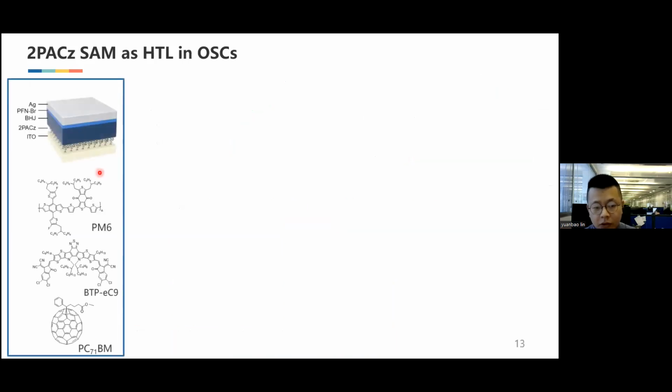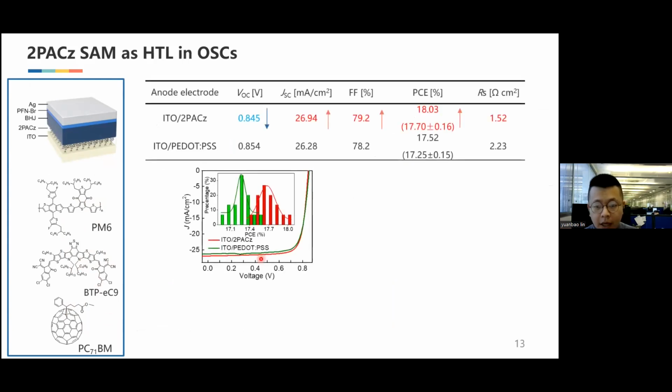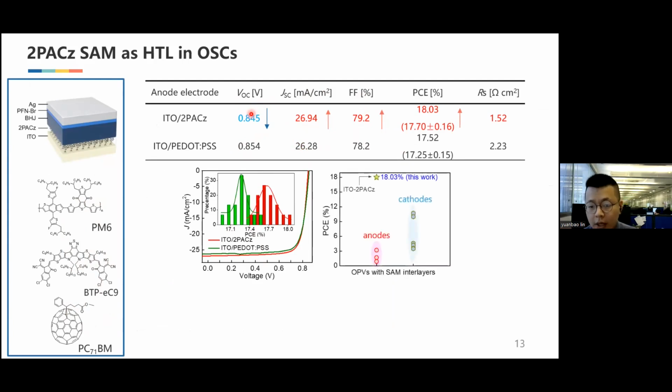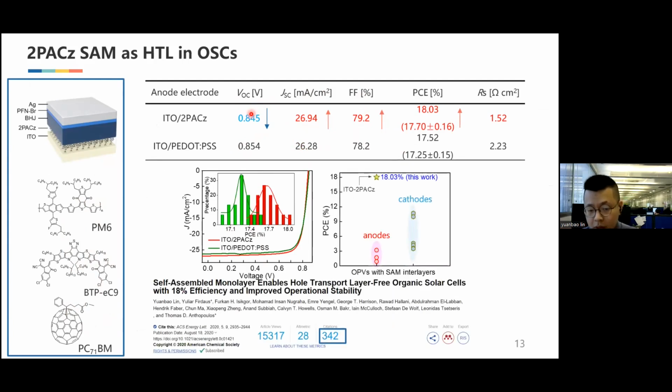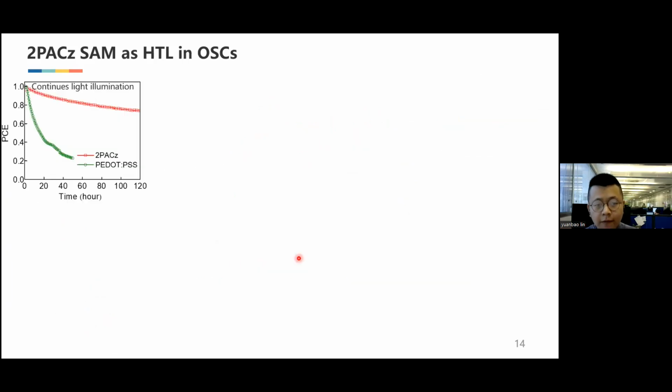For the performance, we chose another high-efficiency system like PM6:BTP-eC9 and PCBM systems. As a result, the photocurrent and fill factor are slightly improved as compared to the PEDOT:PSS. With this device we can get 80% performance, but the open-circuit voltage slightly decreases. This work was published in 2020 and has over 300 citations now. Also for stability, these 2PACz have a higher stability as compared to the PEDOT:PSS.